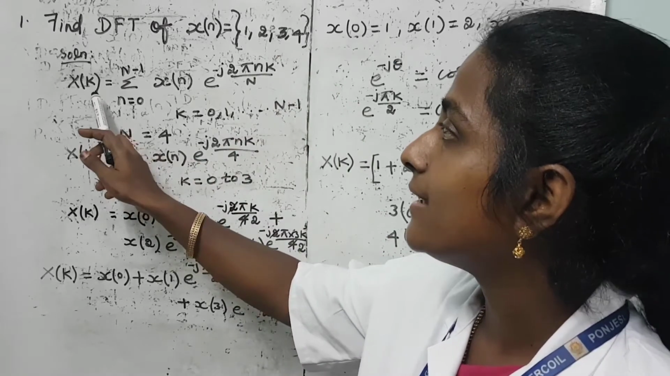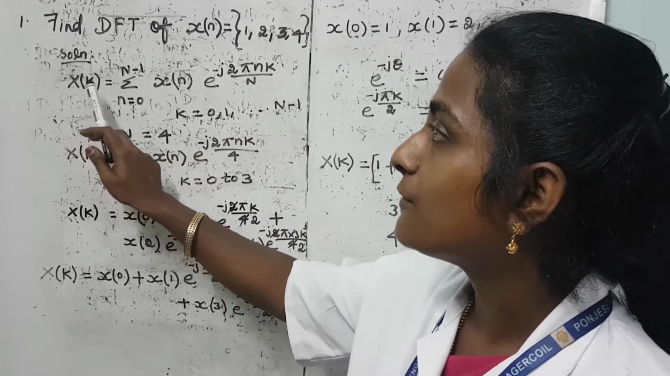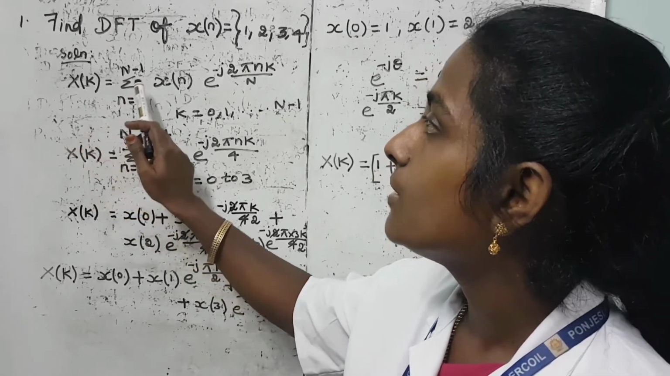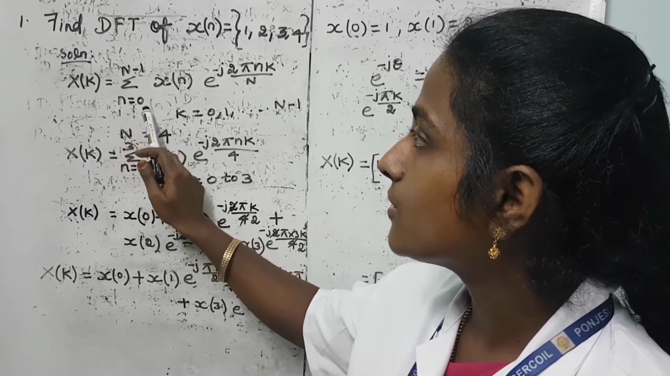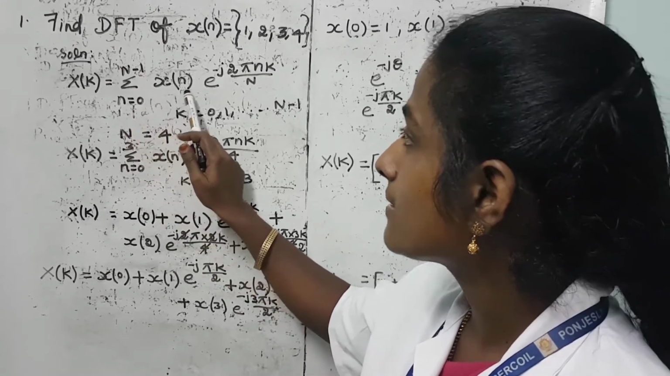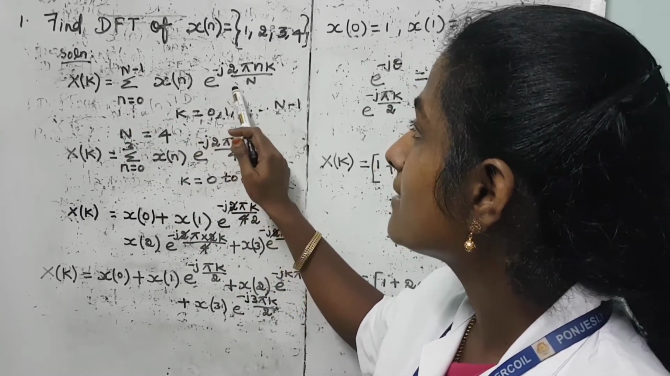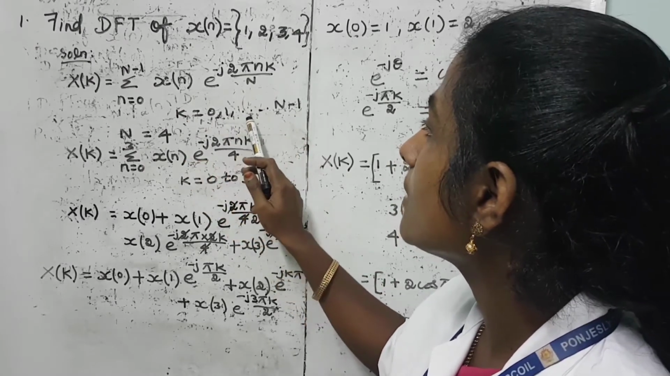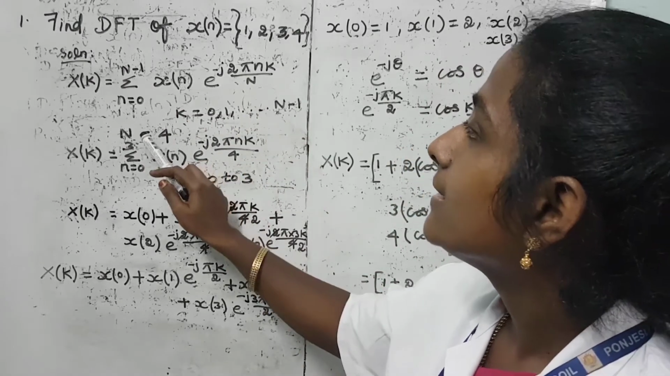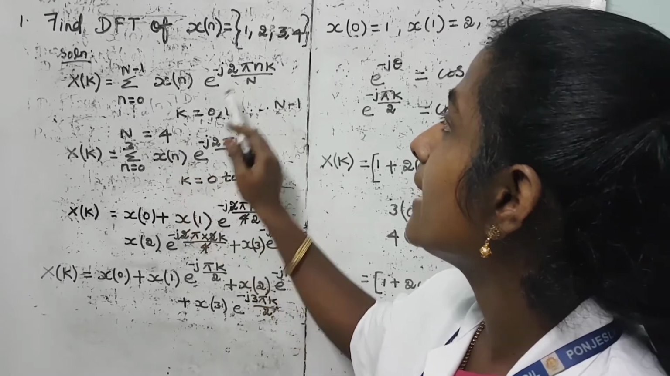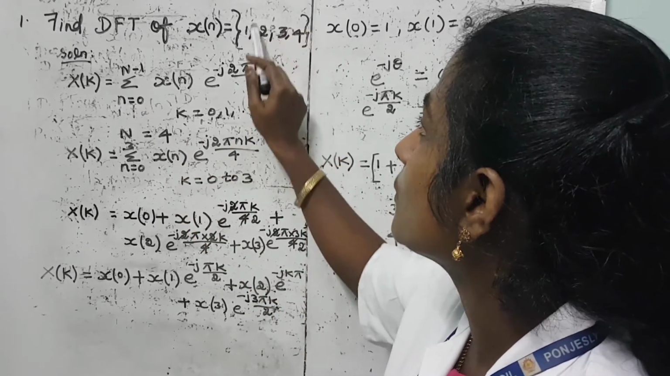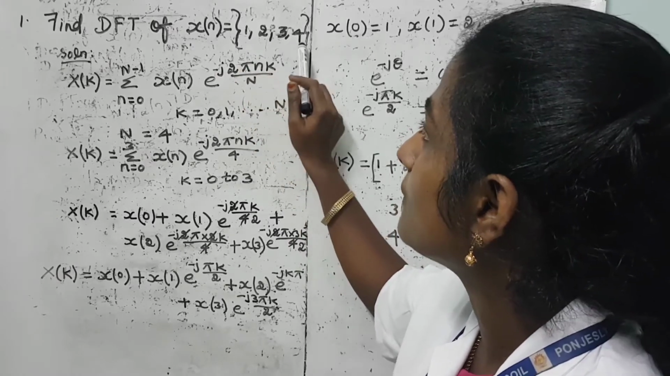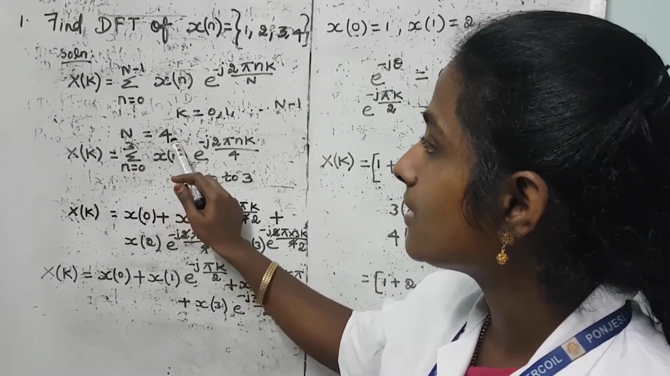First we have to write the formula. The formula for the discrete Fourier transform is X of k is equal to summation n is equal to 0 to N minus 1 x of n e power minus j 2 pi nk divided by N, where k is equal to 0 to N minus 1. Here capital N is equal to 4, that is the length of the sequence is 4. The number of elements in the sequence is 4. 1, 2, 3, 4. We have 4 elements, so N is equal to 4.